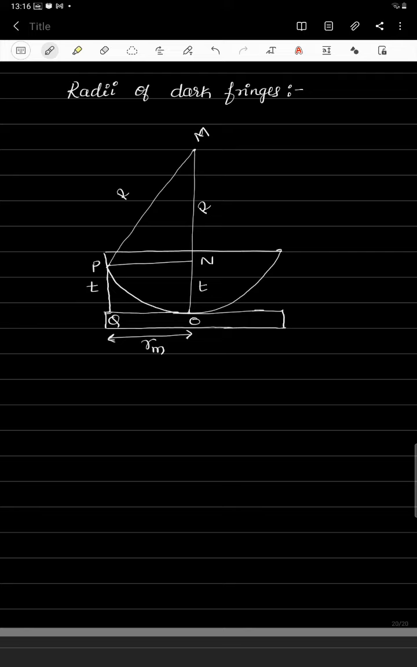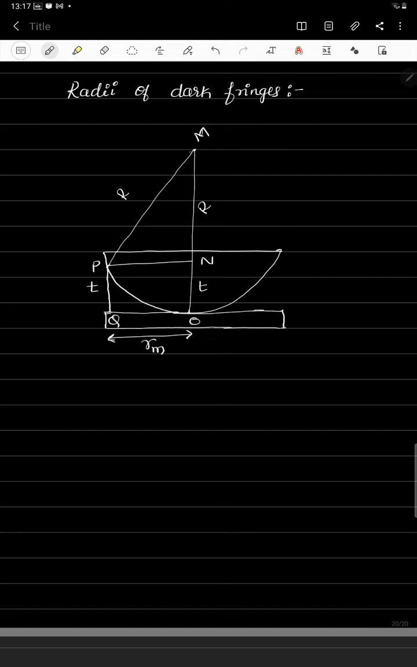So we have a plano convex lens which is placed over a plain glass plate. In between the plano convex lens and the plain glass plate, there will be an air film created, which is of variable thickness. Now see here, this is the plano convex lens, one surface is plane and this is the convex surface. This convex surface is part of a sphere.